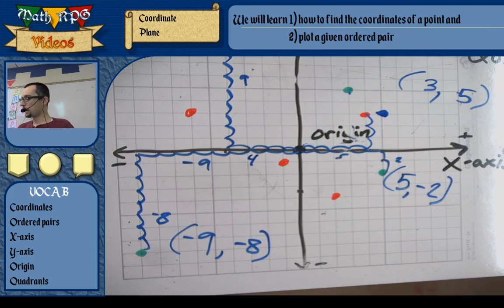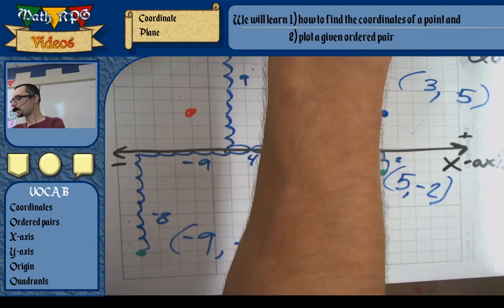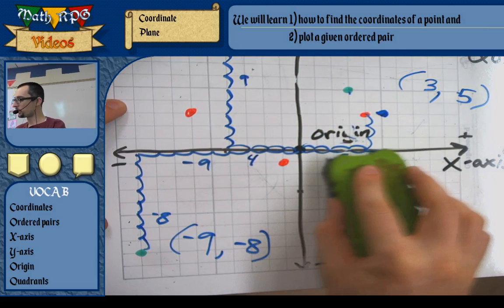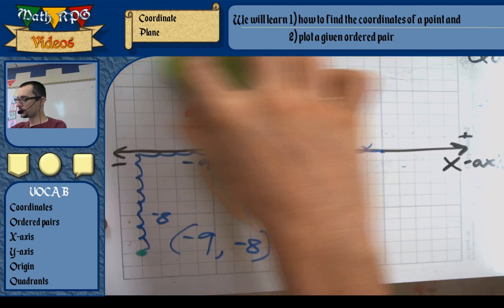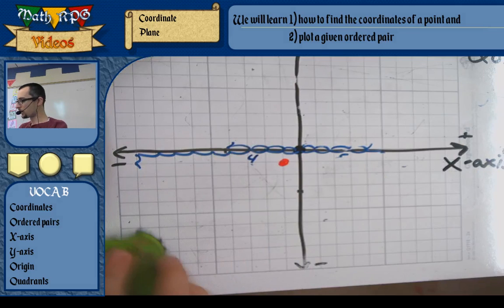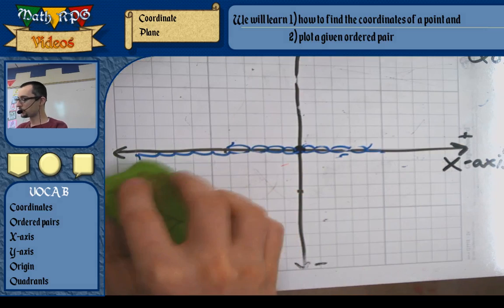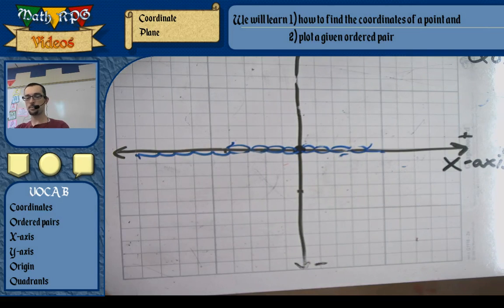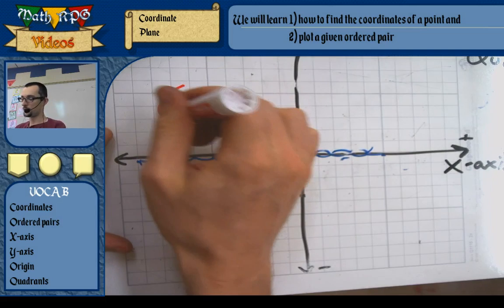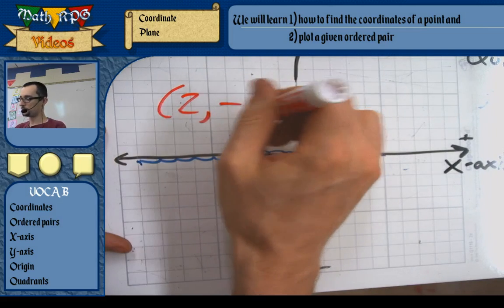So we learned about how to find the coordinate when we're given a point, and the same kind of thing works if we're going backwards. If I give you a coordinate, I want you to find the point. We can do that as well. So here's our plane, and I want you to plot this point. Plot means to graph, to put it onto the coordinate plane. 2, -5.